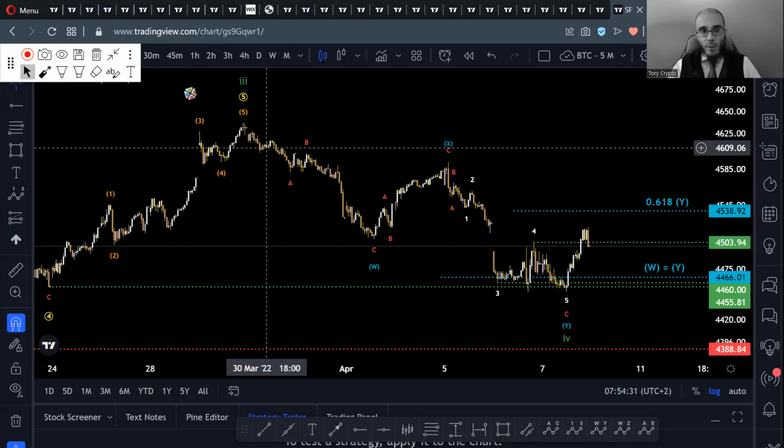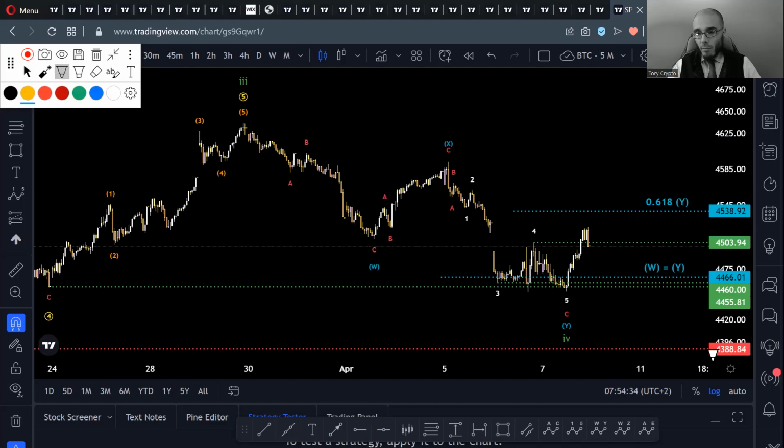Because if we drop below this level, the 4,388, that's the top of wave 1. So that's the top of wave 1. And here you have wave 3. And here you have wave 4. And as you know, wave 4 cannot overlap wave 1. So we cannot go below 4,388 if you want to maintain the bullish count. If you go below, then it is actually not wave 3 up here, but it would be an ABC.